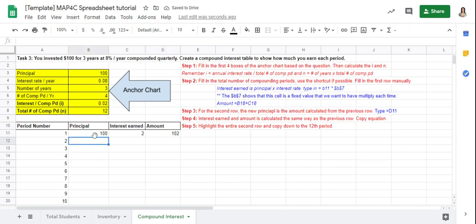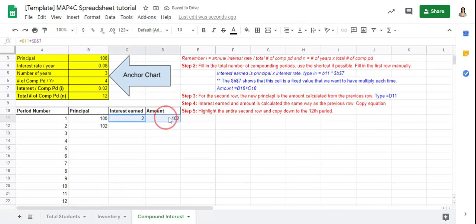In our next row, the principal is no longer 100. Because in compound interest, we are taking the interest on the principal and the previously earned interest. Our new principal is the amount from the previous period. I'm going to type in equals D11.